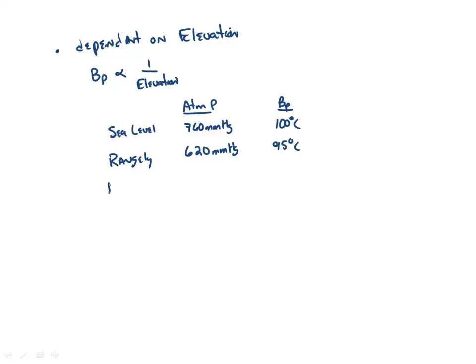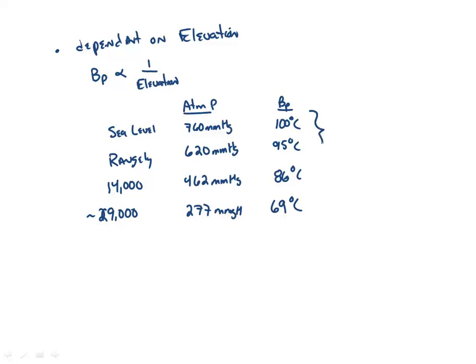Or if we climb a 14,000 foot peak, which, you know, there's a few of them around here, then we drop down to 462 millimeters of mercury and 86 degrees Celsius. And if we climbed Mount Everest, which is 29,000 or so, then we said that we had 277 millimeters of mercury. Well, water only boils there at 69 degrees Celsius.